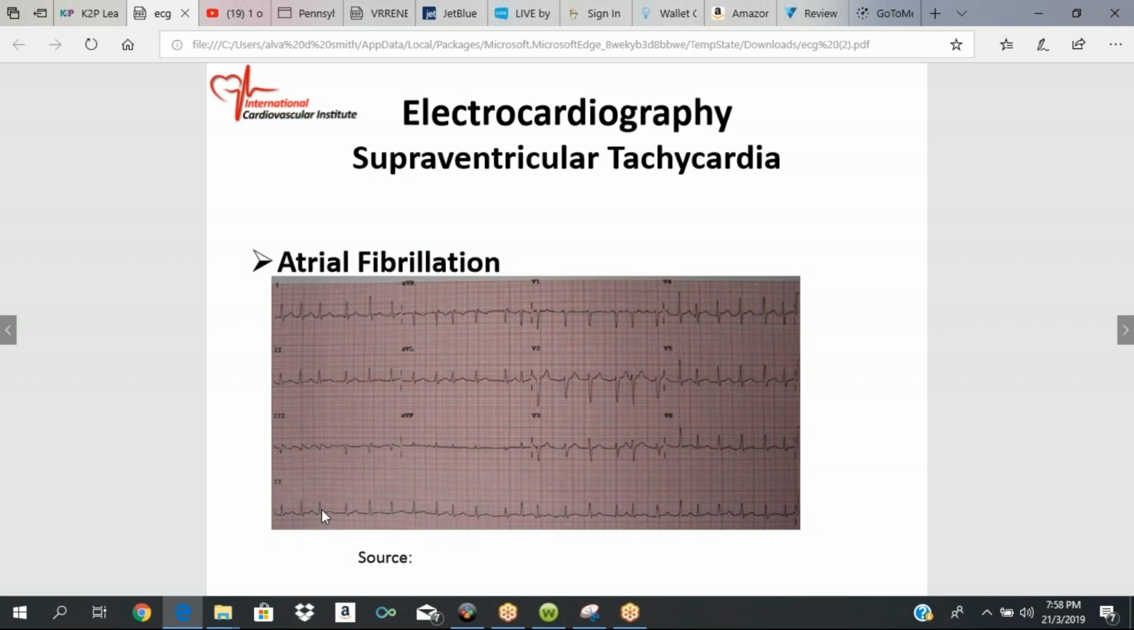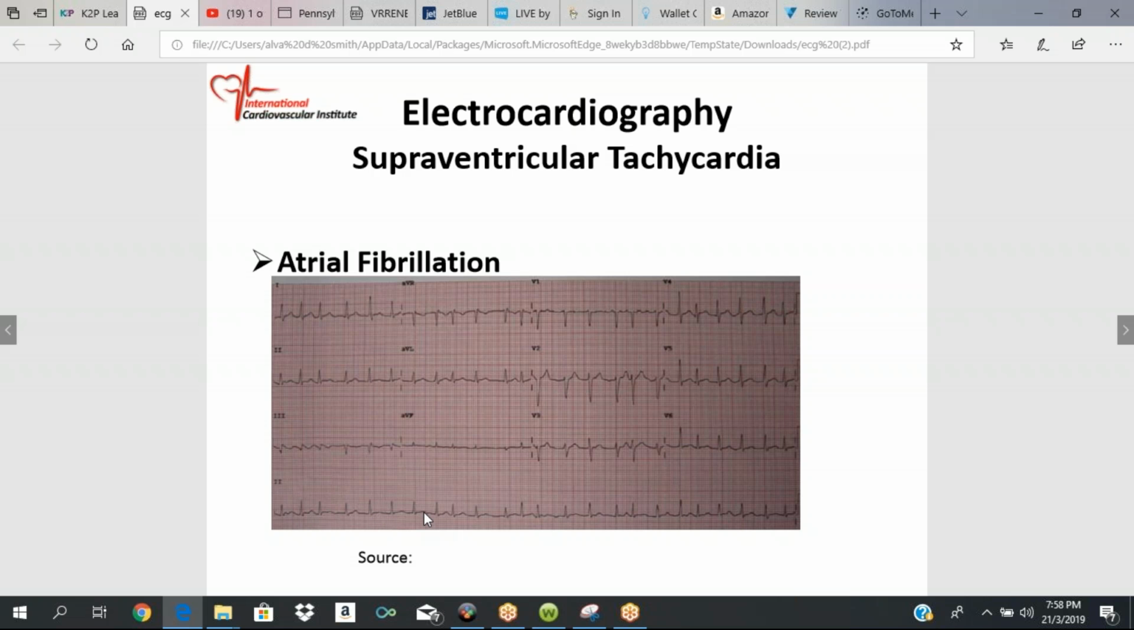Let's take out lead 2. None of these R to R intervals are the same. They all differ. This one is different from this, which is different from this, which is different. It's irregularly irregular. And when you look at the baseline down here, you don't see anything looking like P waves because there are no P waves.